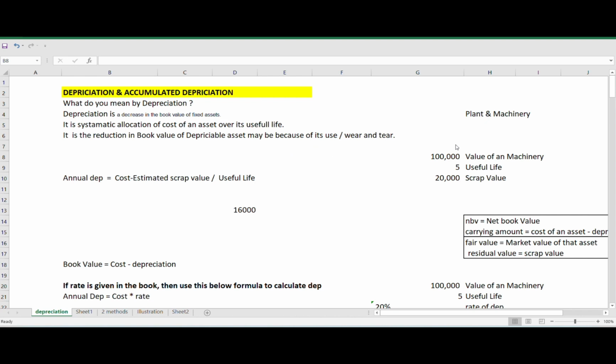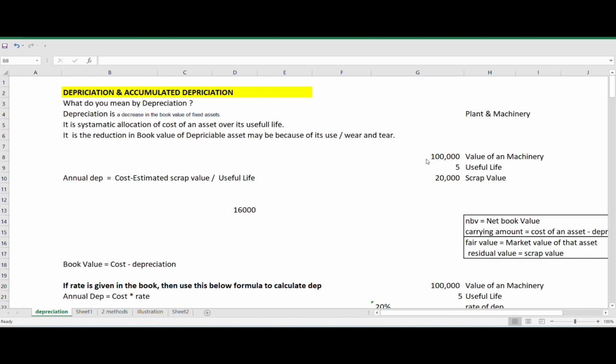Let's understand this with an example. In a company, suppose you bought a fixed asset for 100,000, so the value of a machinery is 100,000, the useful life is 5 years, and the scrap value is 20,000. So what is this 100,000? Whenever you purchase an asset, the cost of the asset is 100,000. You paid 100,000.